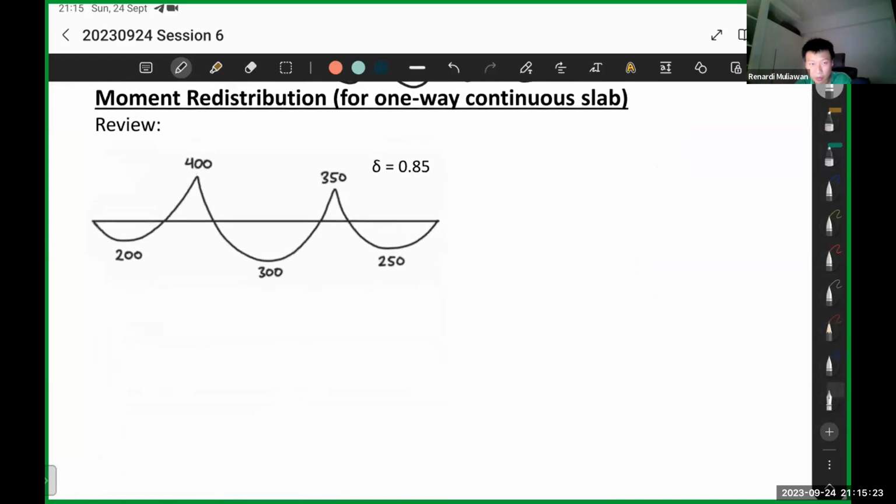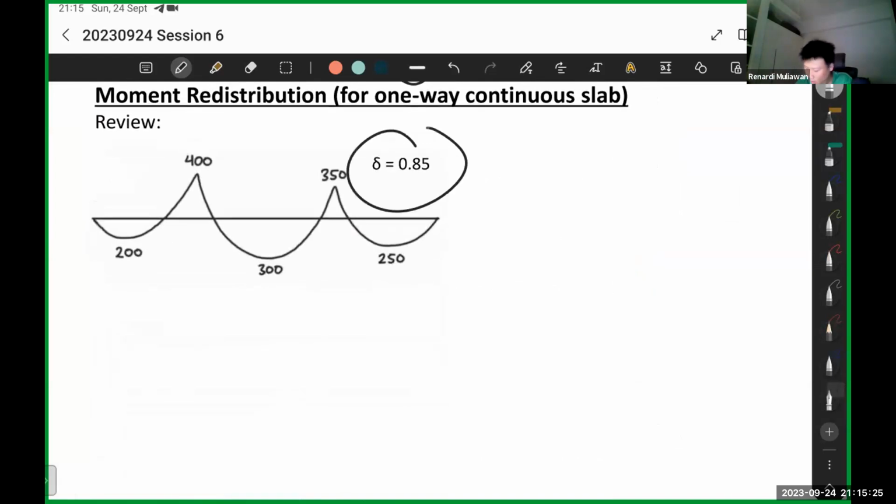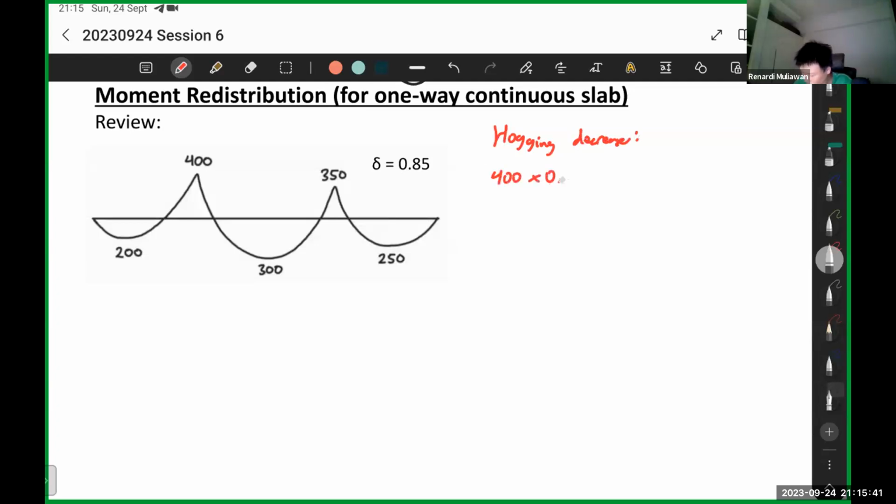For moment distribution, let's review first. Let's say you have delta equals 0.85. What we will usually do in the beam is to compute the hogging decrease. So we have 400 times 15%, and 350 times 15%. So what's that? 60 and 52.5.